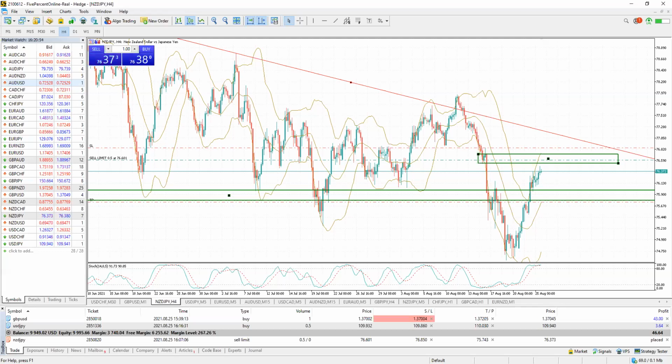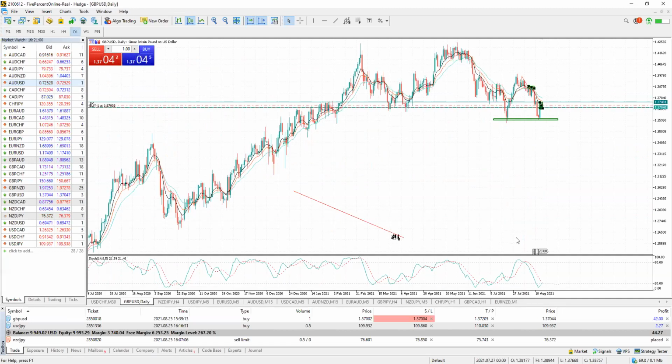GBPUSD long term, what do you think? Let's look at the daily. Okay. I will open a new chart.